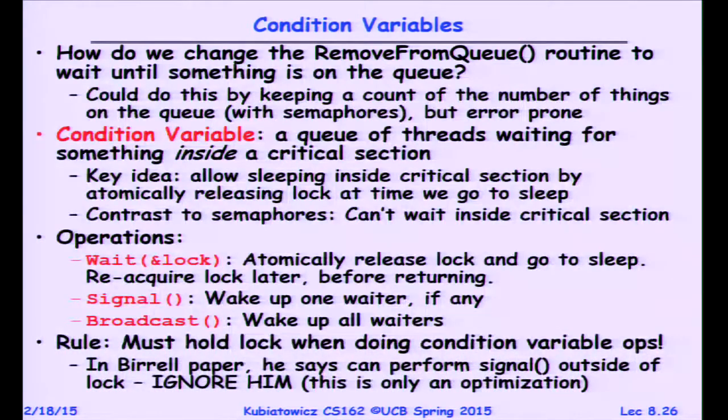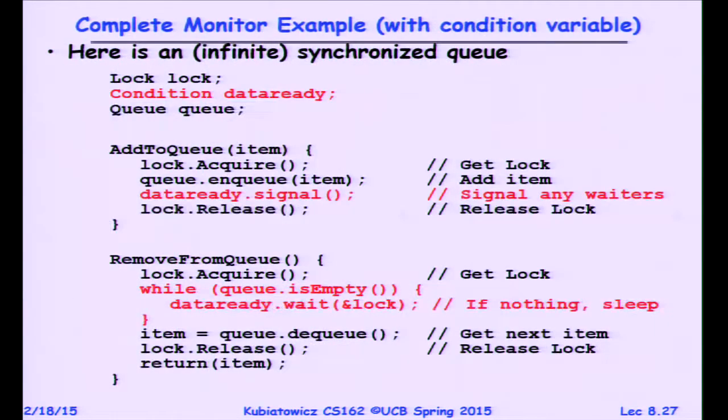And let's look at this. Okay, the rule, by the way, don't forget, the rule is you always have to hold the lock when doing any condition variable operations. Okay, you can ignore papers that tell you otherwise. This is a pattern you should stick with. And here's how we do it. Okay, here's the code. Notice I've declared a lock, I've declared a condition variable called data ready, and I've declared a queue, which is just your good old-fashioned doubly linked list queue thing.